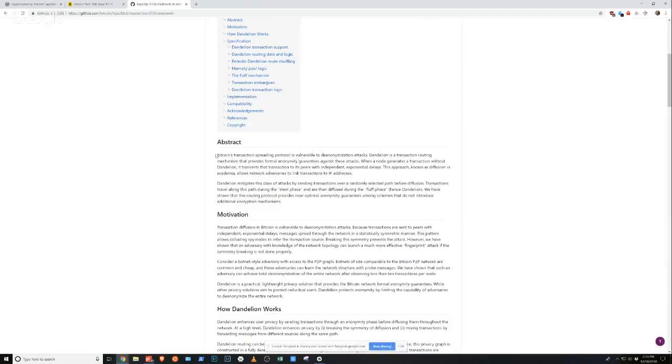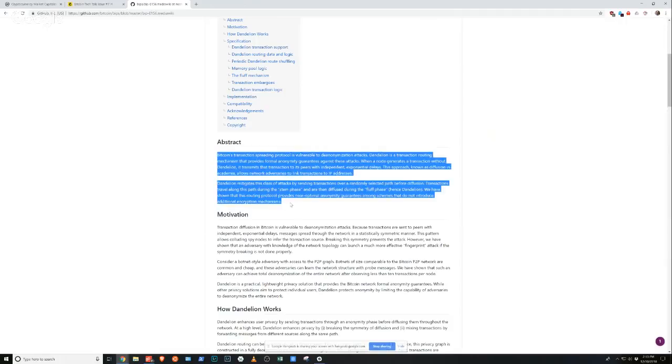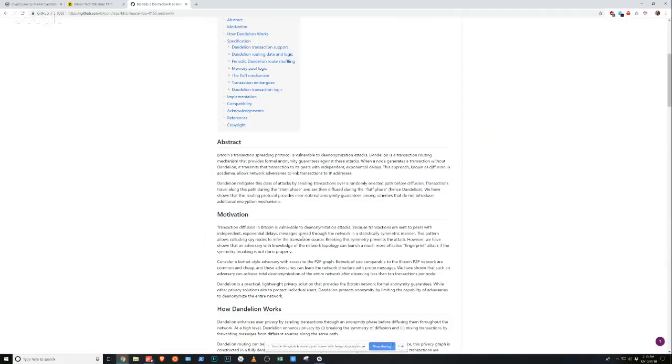I'll just read you the abstract real quick. Bitcoin's transaction spreading protocol is vulnerable to de-anonymization attacks. Dandelion is a transaction routing mechanism that provides formal anonymity guarantees against these attacks. When a node generates a transaction without Dandelion, it transmits that transaction to its peers with independent exponential delays. This approach, known as diffusion in academia, allows network adversaries to link transactions to IP addresses.